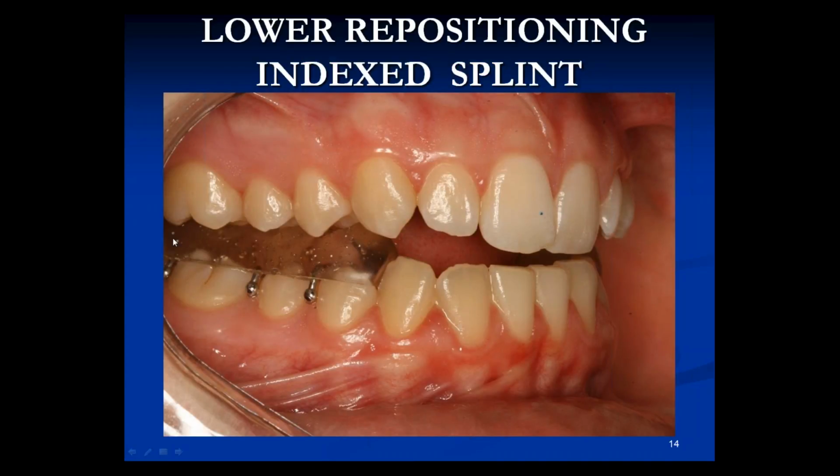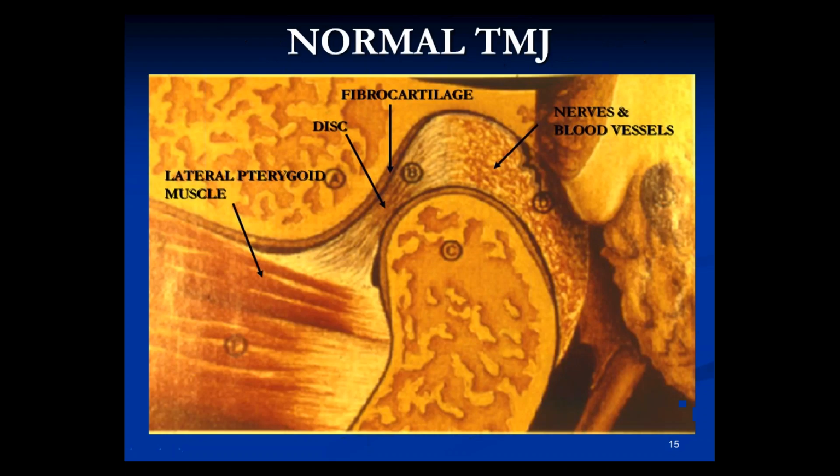So again, I like this lower repositioning splint. It only fits on 4 teeth on the lower, 3 teeth on each side, two bicuspids and a molar, and it's an index splint. See how the upper teeth fit right into grooves. Now the patient can't go anywhere. That's the only position they can bite, and it's a comfortable position.